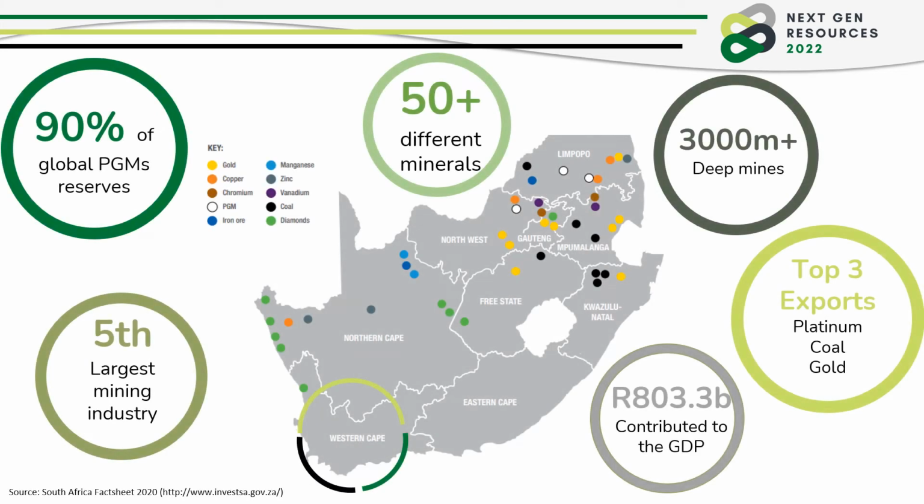Mining is one of the world's largest and dominant industrial sectors. It has provided the world with many innovative technologies and products, ranging from electronic devices that we are dependent on to the fertilizers that help us have food all year long. South Africa's mining sector is ranked the fifth largest mining industry. It has 90% of global platinum group metals reserves, as well as mines as deep as 3,000 meters. We mine over 50 different types of minerals, in which our top three exports are platinum, coal, and gold.